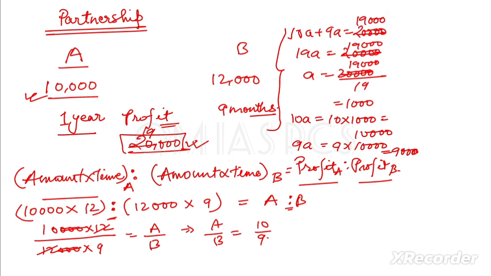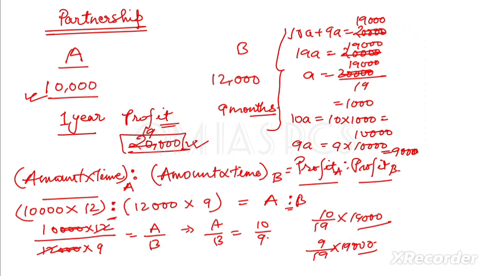Second method, I have told you how to do this one. Simply you can say this is 10, this is 9. You can say 10 by 19, that is 10 by the sum of all the ratio, multiplied by 19,000. Similarly, 9 by 19 multiplied by 19,000. Like this you can solve the partnership formula.